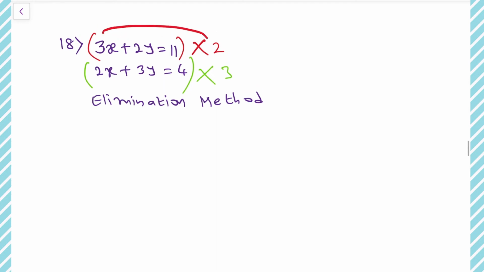Here 3x into 2, 6x plus 2y into 2, 4y equals 11 times 2, 22. The same with the second equation also.